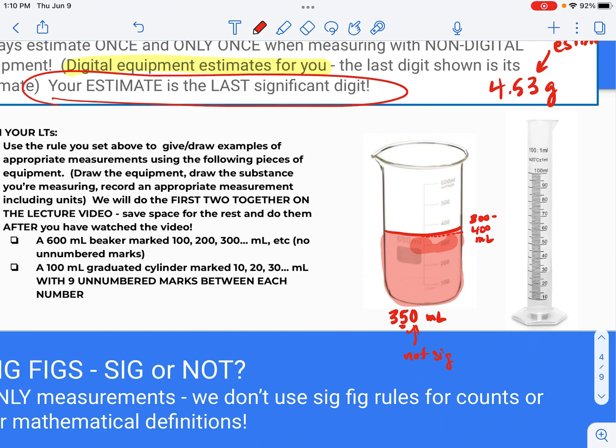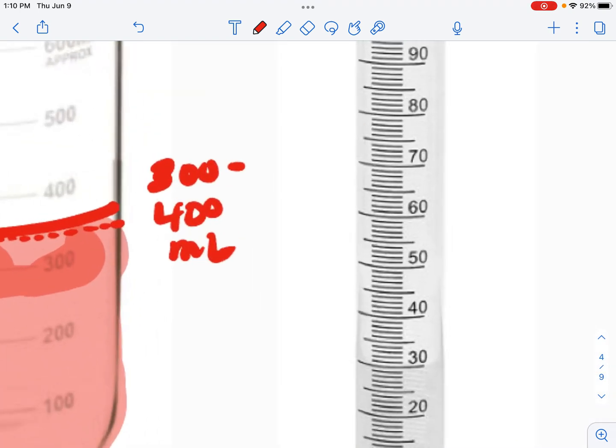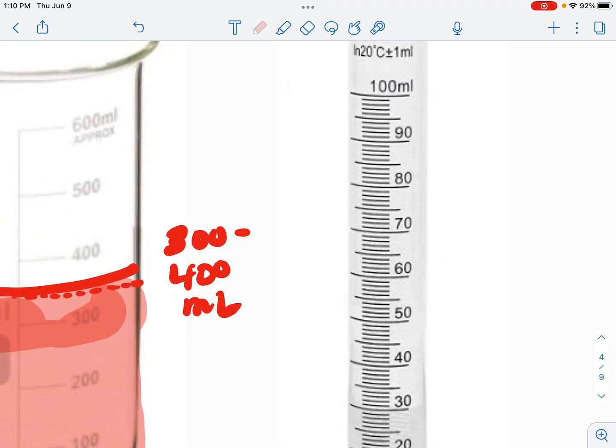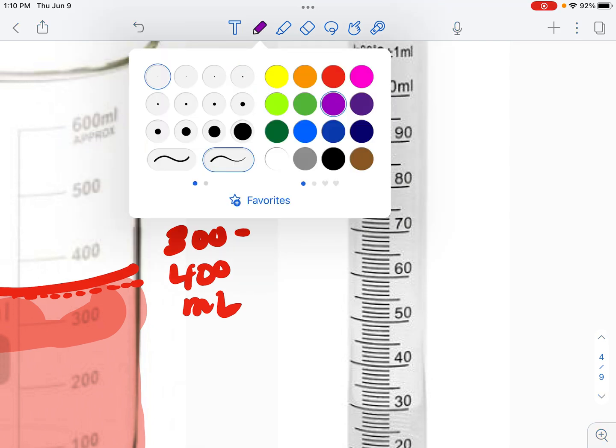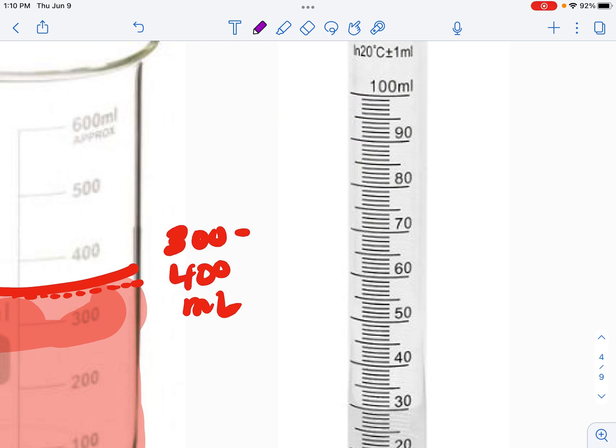Let's do the same thing, this time with a 100 milliliter graduated cylinder marked with 10, 20, 30, and 9 unnumbered marks in between. This is what our graduated cylinders look like usually from the 100 milliliter standpoint. So let's come in and I'm going to make this really skinny. So let's come in and say I have the meniscus of my liquid falls, oh, I'm a really bad artist, you're going to discover this as the year goes on, falls right there. Okay, so I see the bottom of the meniscus is like right there.